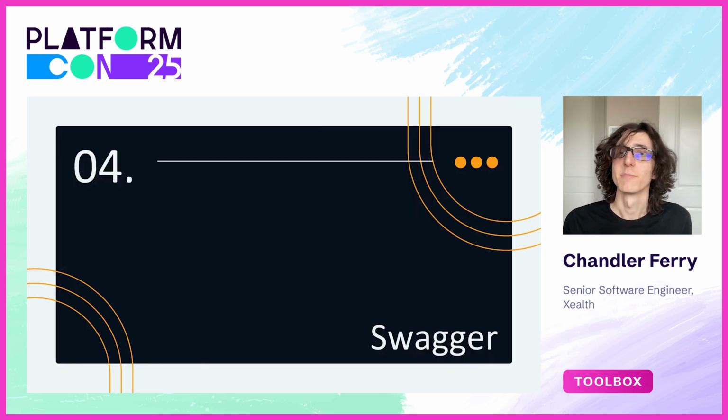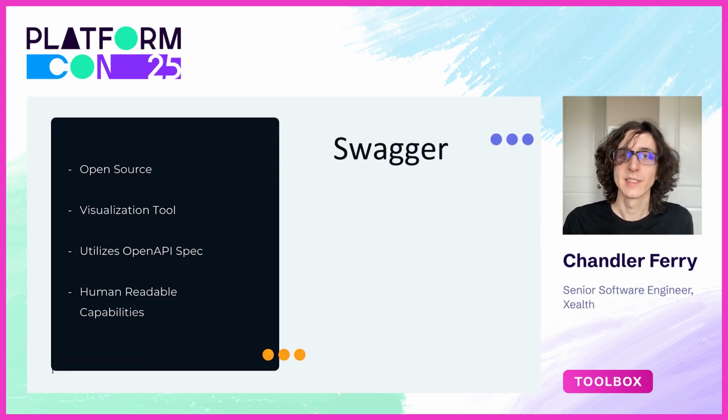An example of this is Swagger. Swagger visualization is going to be used for auditing. This is an open source visualization tool that utilizes that OpenAPI spec and provides a human-readable interface to validate the API, as well as discover and diagnose vulnerabilities.